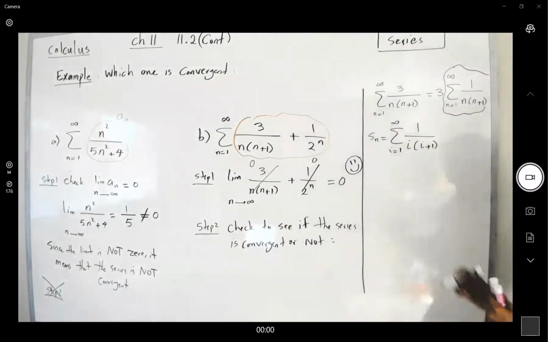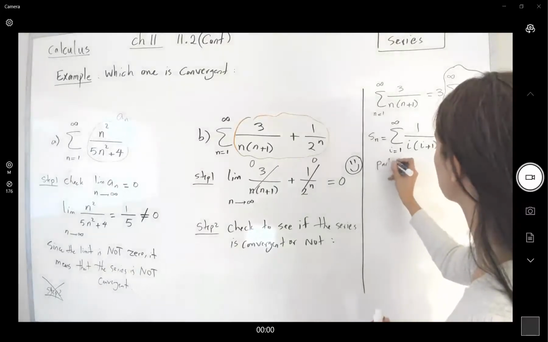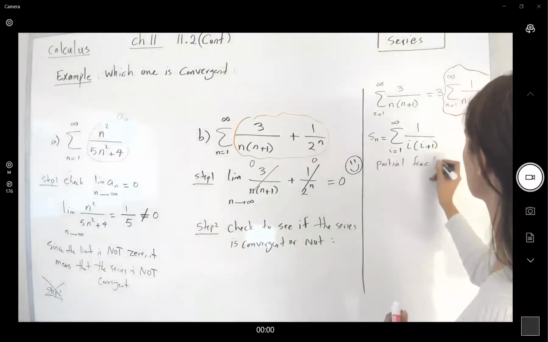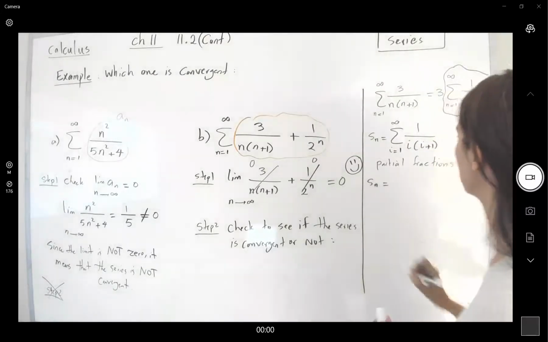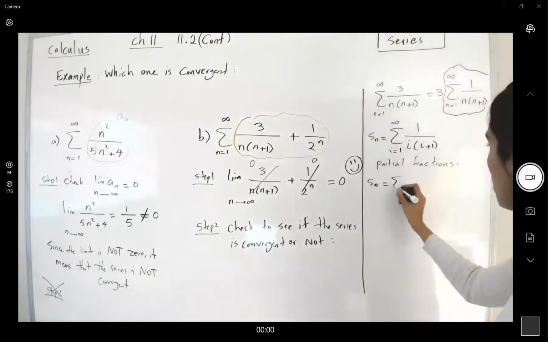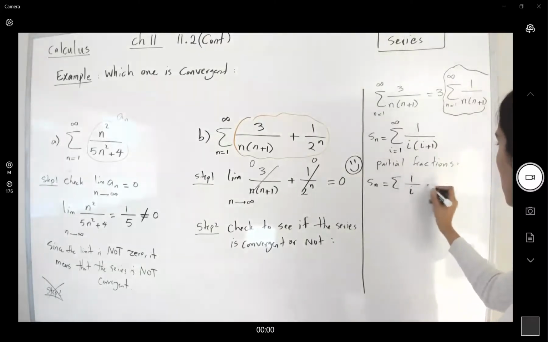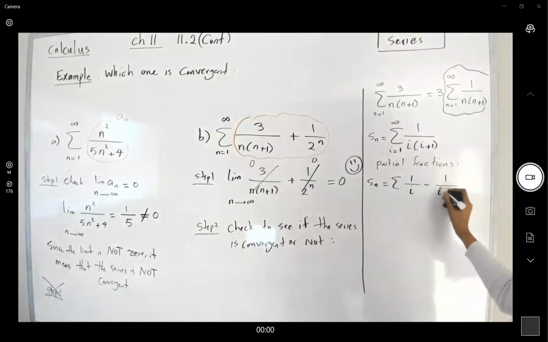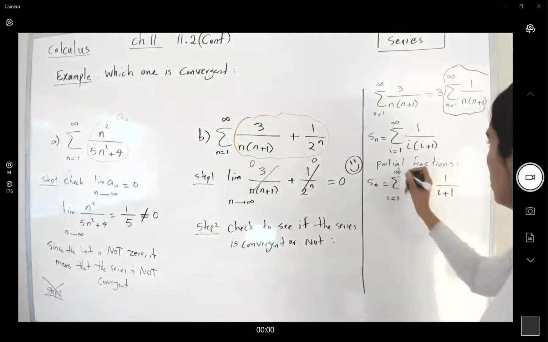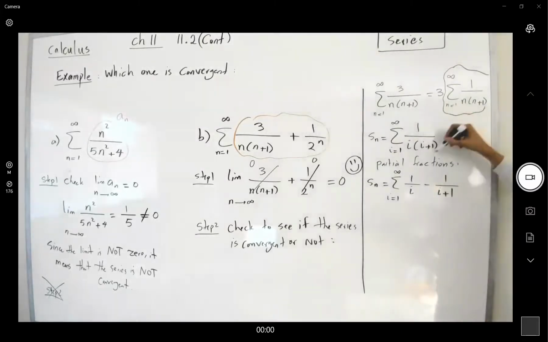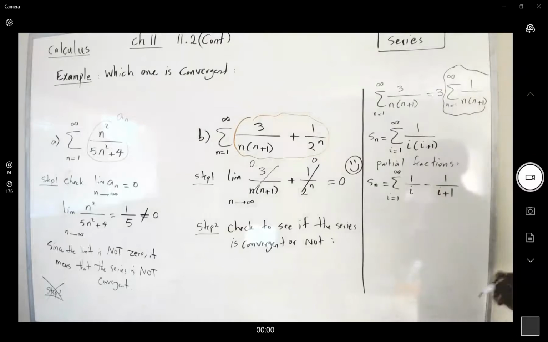I'm going to use partial fractions to split this. So S of n can be written as the sum of 1 over i minus 1 over i plus 1, where i starts from 1 to infinity. So I took this one fraction and split it into two fractions. Now I'm going to plug in values here.